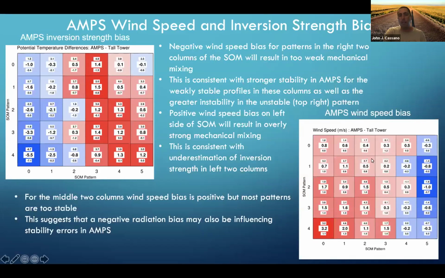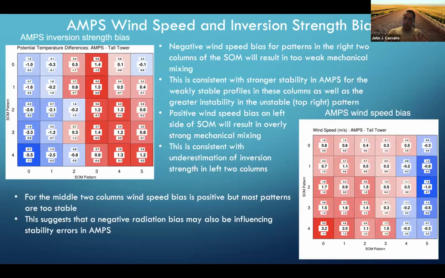And then the interesting part is in the middle of the SOM, where AMPS is forecasting overly strong winds, but is also generally forecasting too strong a stability. And so then the explanation I've just offered doesn't make sense. And what it suggests is that there are other physical problems in the model. The most likely culprit here would be the radiation budget at the surface, that AMPS is not generating as negative a radiation budget as is actually observed. And unfortunately, because this is an unmanned site, we don't have the radiation observations to evaluate that. So that's simply a hypothesis that we have.